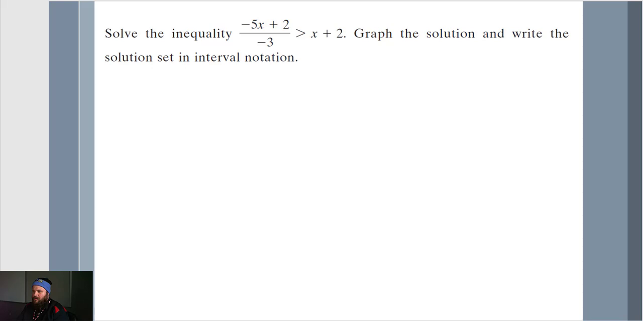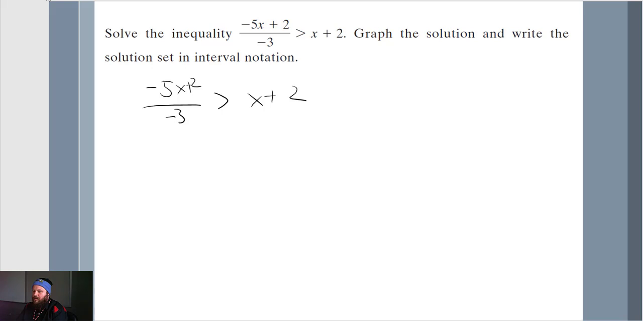Alright, so the last little example here we got to work on is going to be dealing with a pretty big problem. Okay? So let's see what we got. So we got negative 5x plus 2 divided by negative 3 is greater than x plus 2. So again, we're graphing and writing the set in interval notation as well.